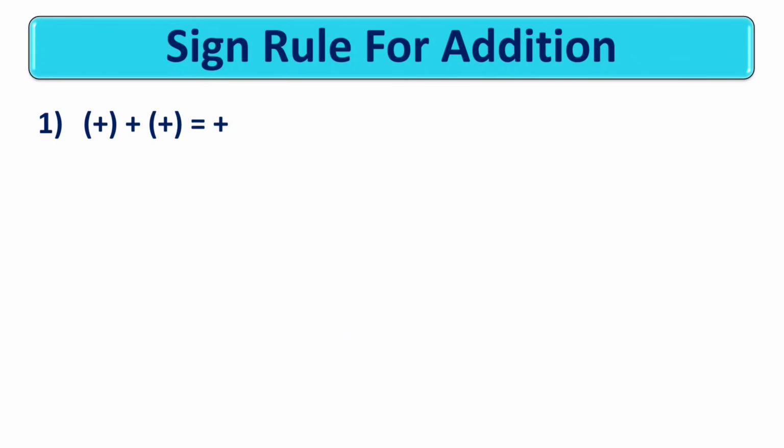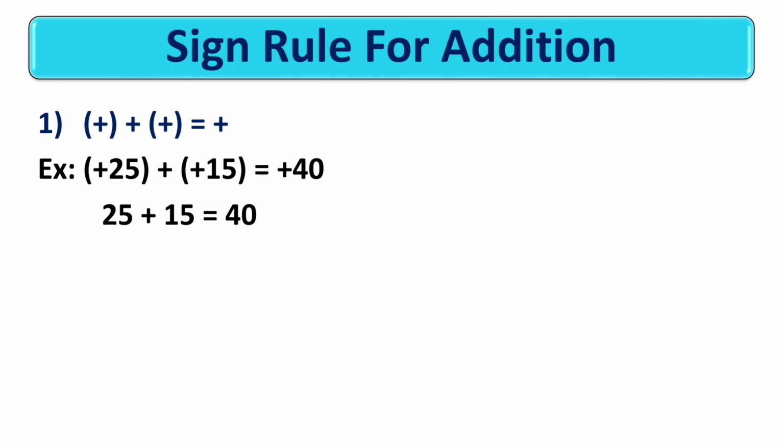First rule is when two positive numbers are added, we get a positive number. For example, positive 25 plus positive 15 equals positive 40. But in general practice, no need to write this positive sign. So we can write it as 25 plus 15 equals 40.